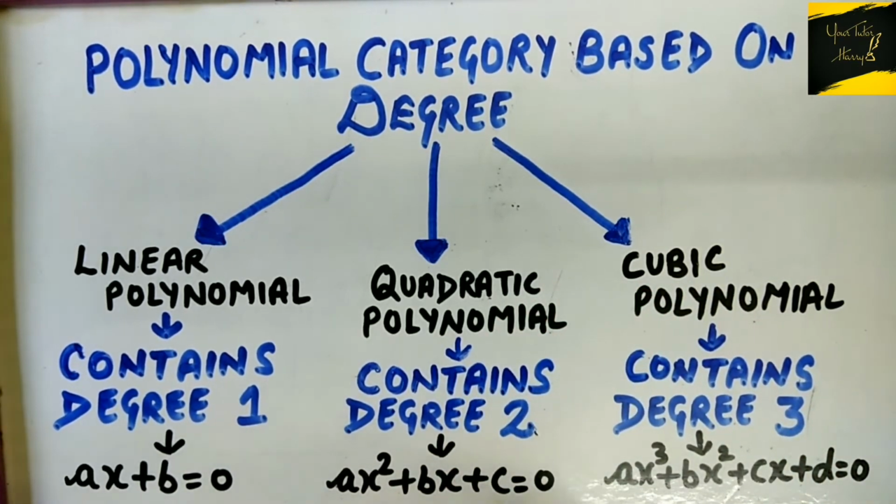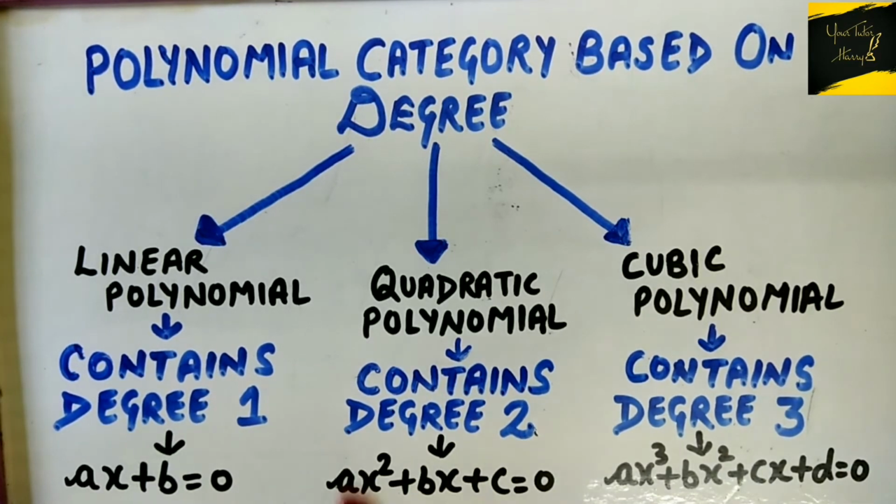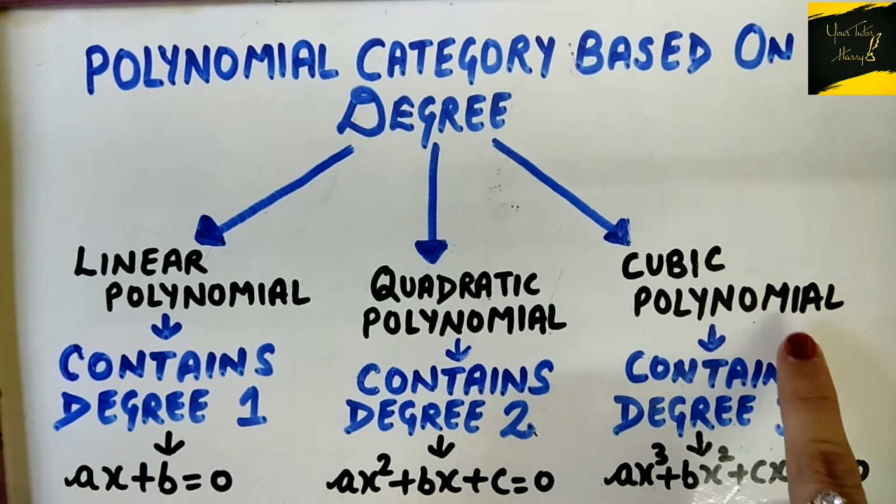If an equation has the degree 2, that equation is called a quadratic polynomial. As you can see in the example below, ax square plus bx plus c is equal to 0. Here x contains the degree 2. That's why we call this equation a quadratic polynomial, because it contains degree 2. Now move towards the cubic polynomial. What do you mean by cubic polynomial?